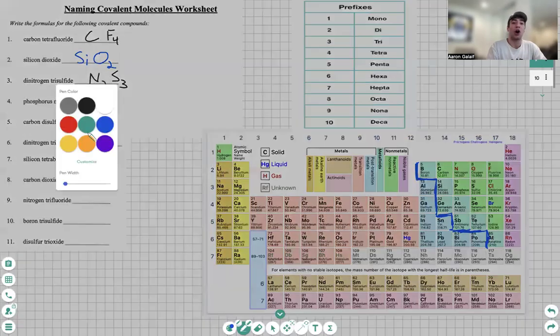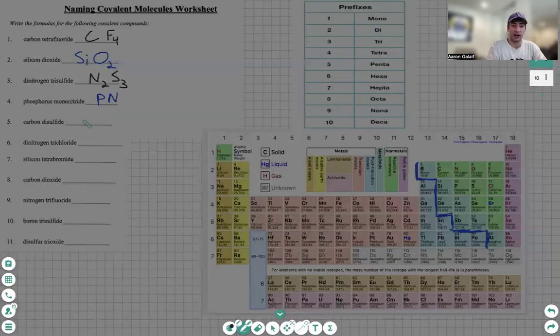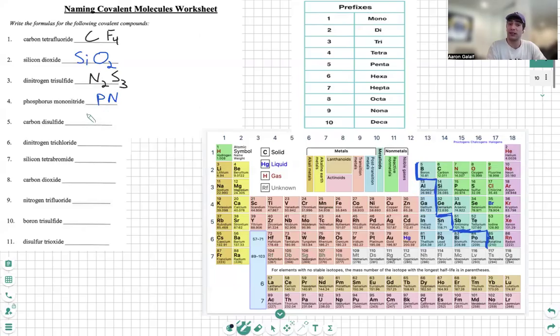All right. Carbon disulfide. Carbon does not have a prefix, therefore it's on its own. Disulfide, di is two, sulfide is sulfur. We have two sulfurs. Easy.